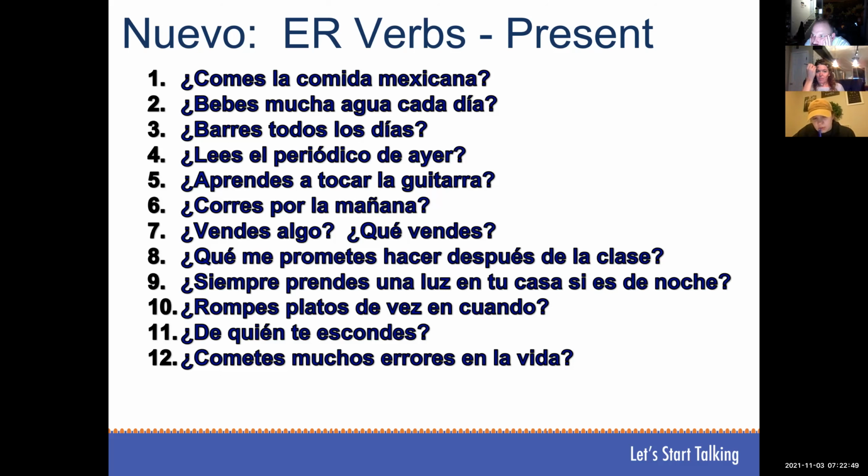So break the plates. Do you break plates sometimes? Every now and then? De vez en cuando is like saying every now and then. Okay, de vez en cuando. Sí, rompo platos de vez en cuando.